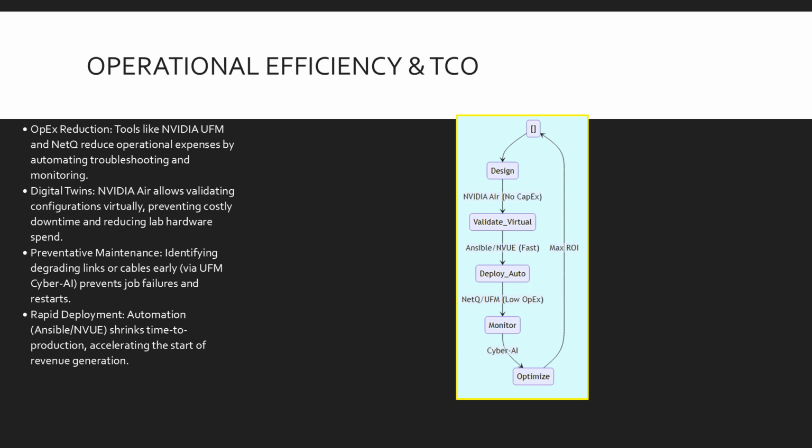This state diagram maps the life cycle of cost-efficient operations. We start at design, then move to validate virtually using NVIDIA Air, saving capital on physical labs, then deploy automatically using Ansible for speed. Once running, we monitor with NetQ and UFM to keep OpEx low. Finally, we optimize using Cyber AI to prevent failures. This cycle ensures that every stage contributes to maximum ROI and high performance per dollar.